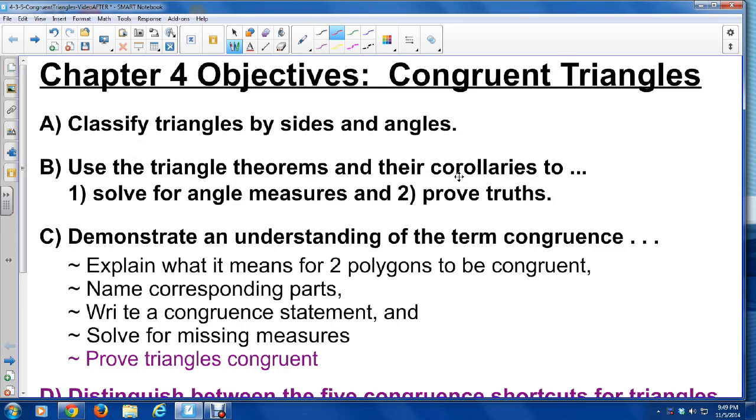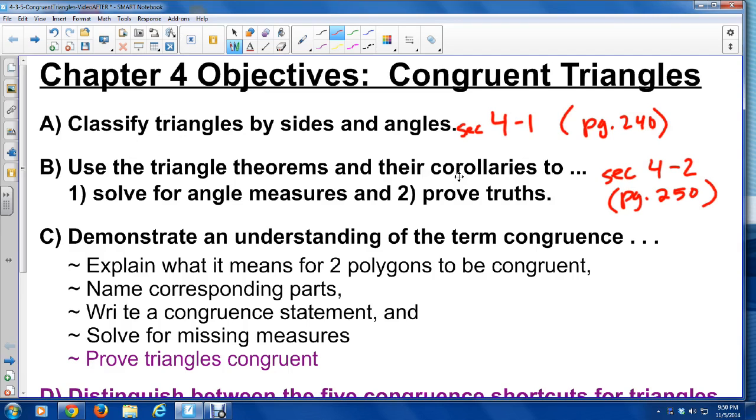Okay? So Objective A was all Section 4.1. That was page 240 in your textbook. Section 4.2 was looking at the triangle theorems, page 250. And then understanding congruence, that was all Section 4.3 from Monday, page 259.